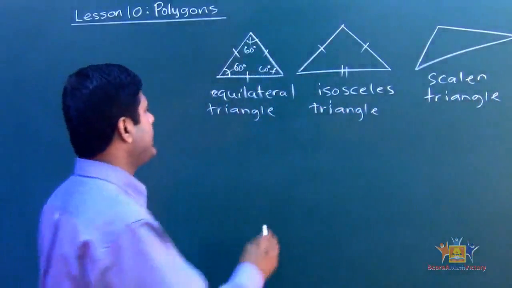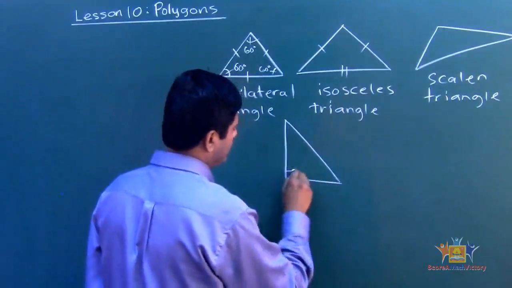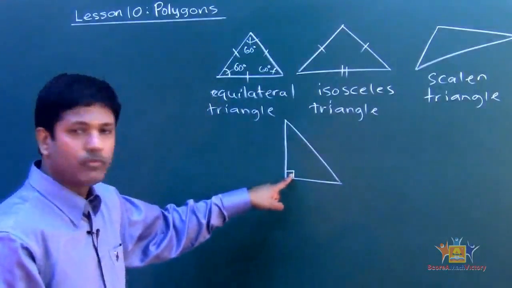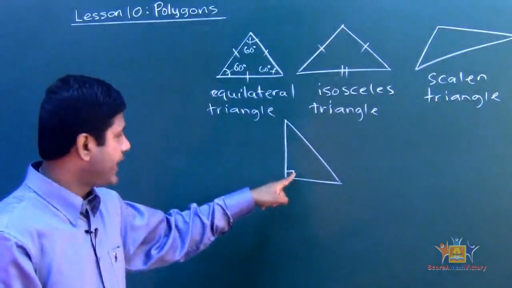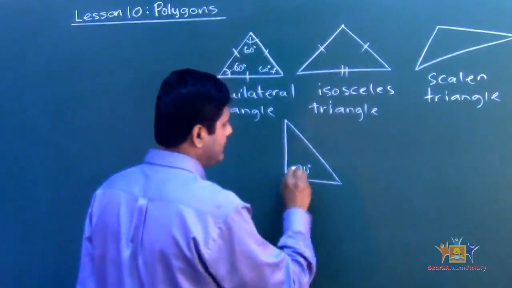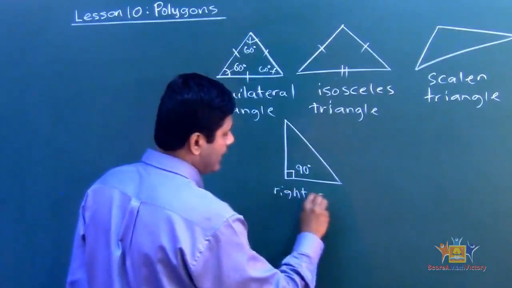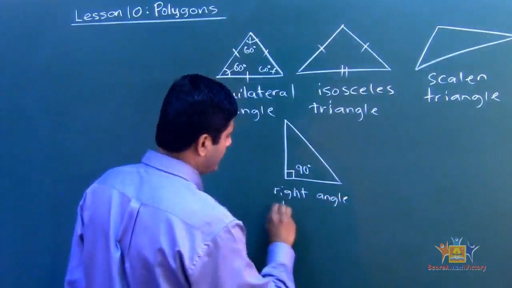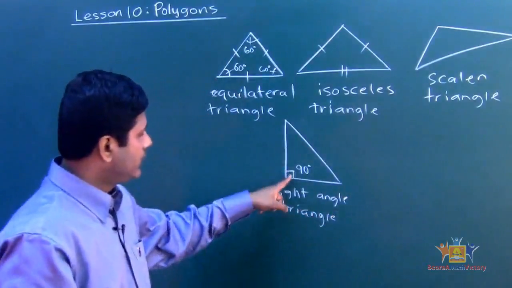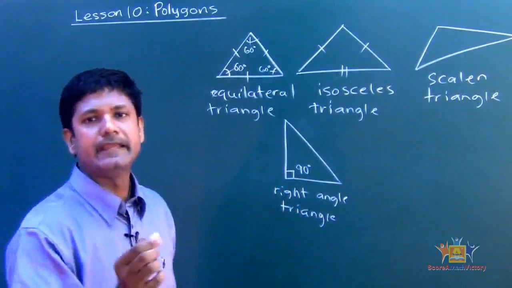Now there's one more. It's called the right angle triangle. Why is it a right angle triangle? Because one of the corners has a right angle. See that? When you have a small square like this, what's the angle of that? 90 degrees. Always keep in mind, it's 90 degrees. That's why it's called a right angle triangle. Very important. For the right angle triangle, one of the corners has 90 degrees.